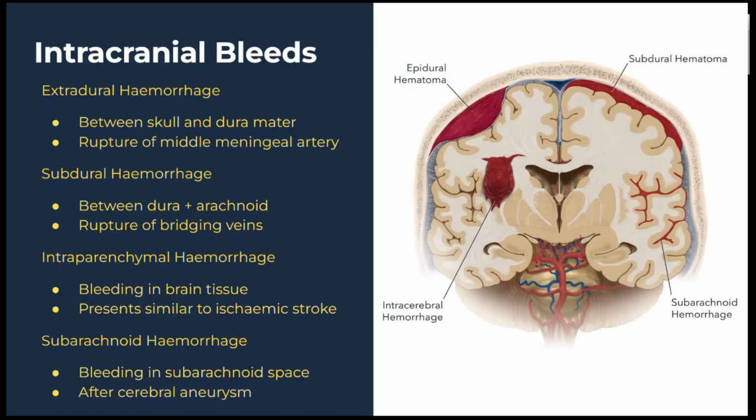Subdural is the same, so if you break down the name subdural, it's found under the dura, so between the dura and the arachnoid. And this is usually due to the rupture of a bridging vein or multiple bridging veins. Next, we have intraparenchymal, and this is bleeding within the brain parenchyma itself. And this can present similarly to an ischemic stroke. So if you find someone presenting with stroke symptoms, it's an important differential to rule out. And then finally, you've got subarachnoid hemorrhage, and again in the name, so under the arachnoid, so bleeding within the subarachnoid space.